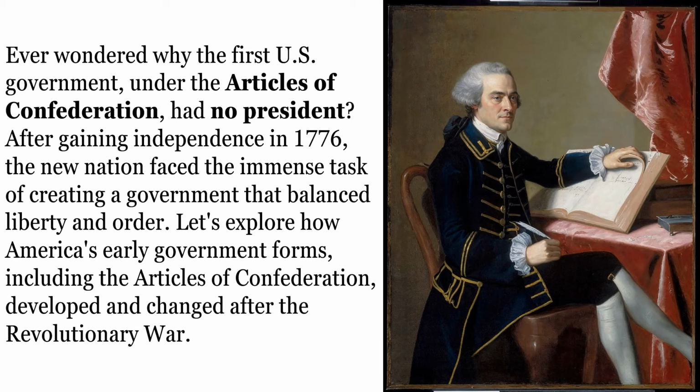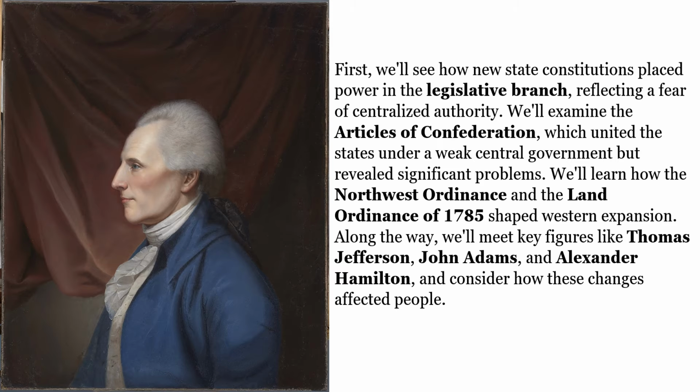Ever wondered why the first U.S. government under the Articles of Confederation had no president? After gaining independence in 1776, the new nation faced the immense task of creating a government that balanced liberty and order. Let's explore how America's early government forms, including the Articles of Confederation, developed and changed after the Revolutionary War.